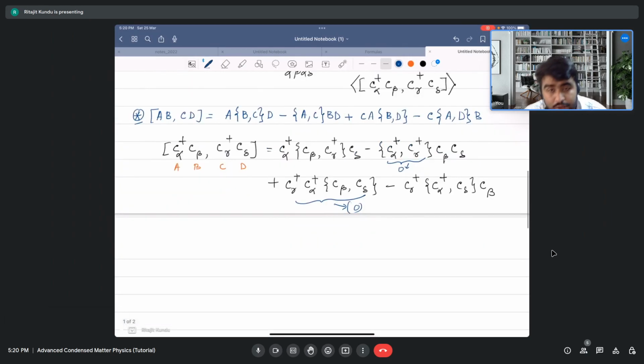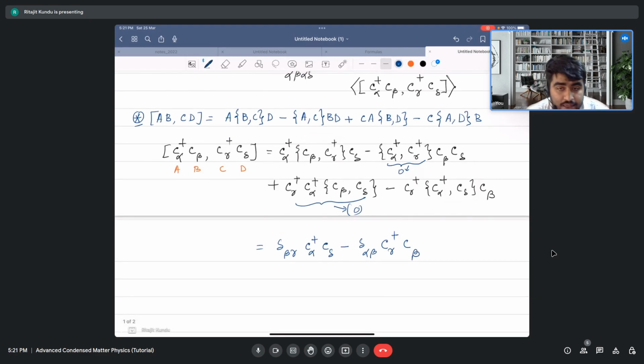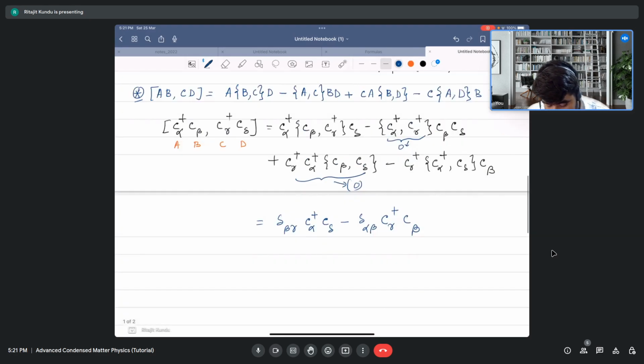Okay, so for the other two anti-commutators, we can actually replace them with a Kronecker delta, right? So the result would look something like this. So delta beta gamma C alpha dagger C delta, and the second and third terms are 0. So I will directly write the last term, which is delta alpha beta C gamma dagger and C beta. Okay, so the commutator at the end of the day looks kind of simple. It is not as horrifying as it looked a bit ago.